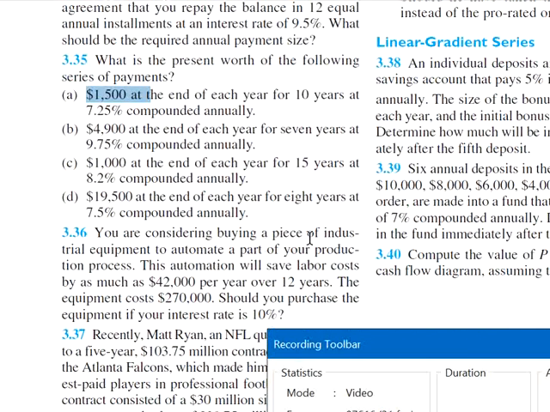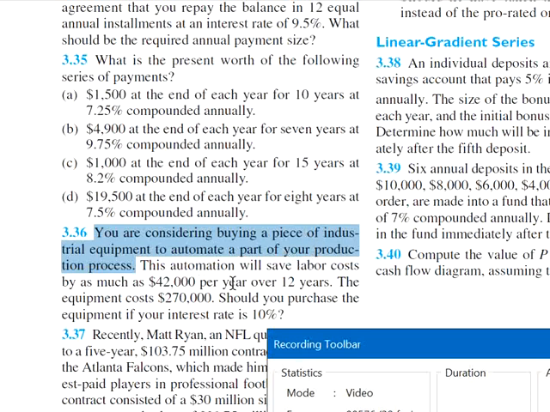3.36: you are considering buying a piece of industrial equipment to automate part of your production process. Now see, you just want to purchase it, and you have to make a decision as an engineer, right? Part of your job is to make decisions, engineering decisions and economic decisions, right? Now we have learned some techniques, and now we are going to see how to apply them.